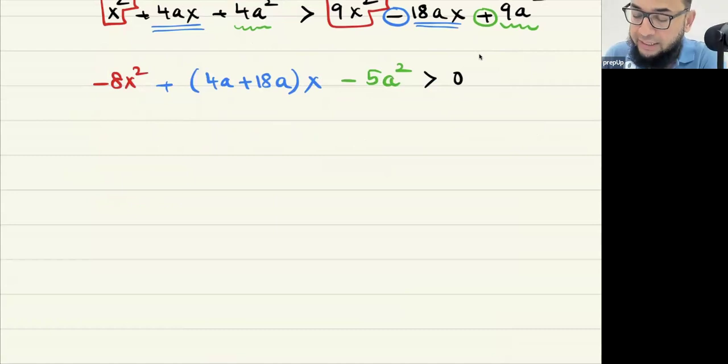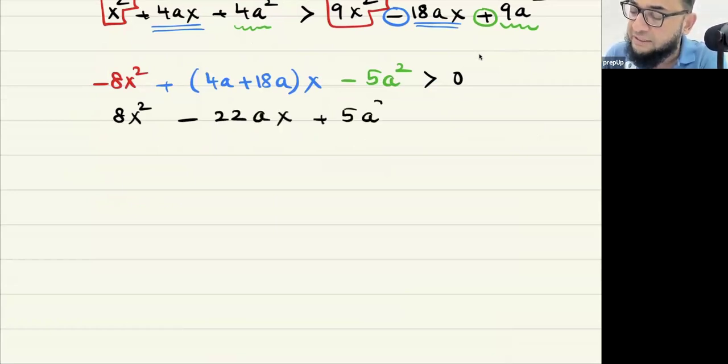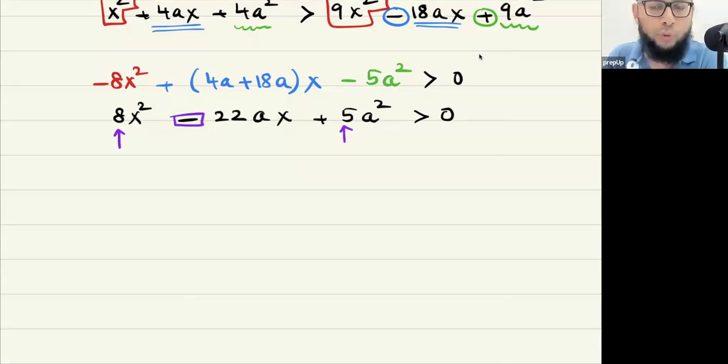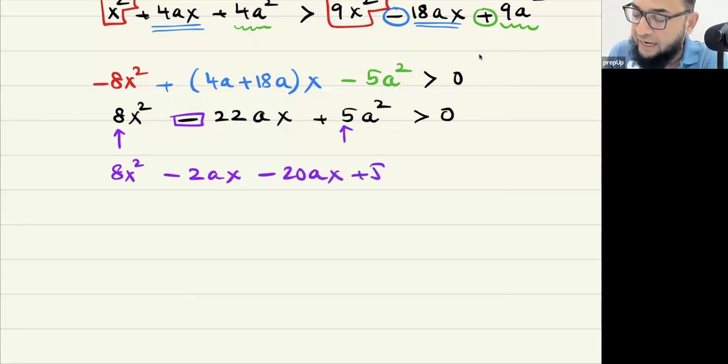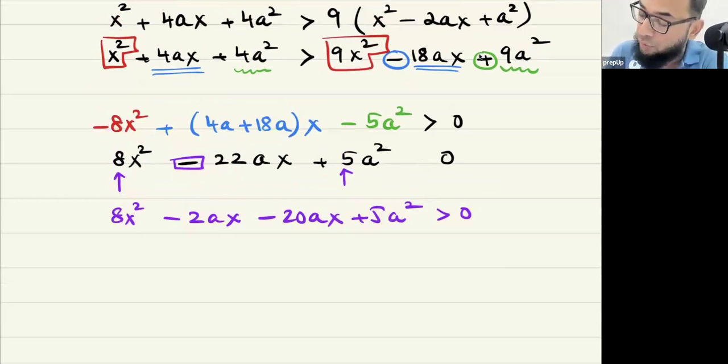Now multiply throughout by a negative sign, so therefore this is 8x squared, this is negative 22ax, and this is positive 5a squared is greater than 0. So now focus on this. This is 8, this is 5, that is 40, and this is negative 22, which is 20 into 2. So 8x squared minus 2ax minus 20ax plus 5a squared is greater than 0. Okay, again I forgot to flip the sign, so that is a mistake that I make. That is why rechecking is very necessary. Lesser than 0. It was greater, became lesser.